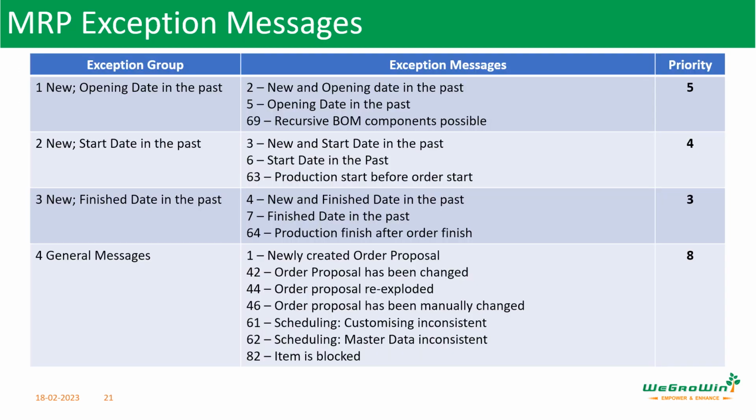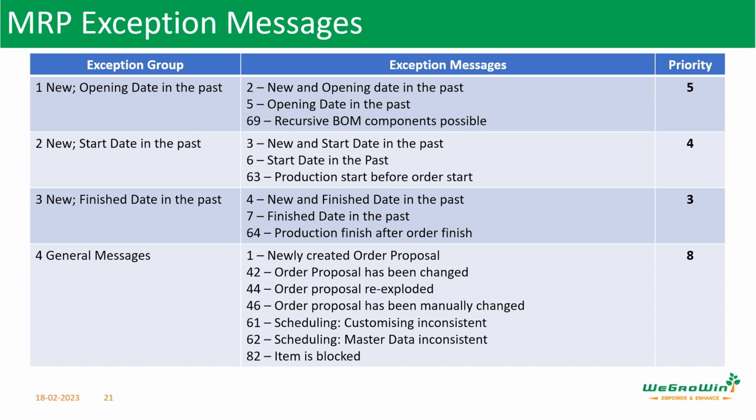Here we see the exception group number and description, and also the exception messages under each group, in the first column and second column. Here we see the first group, new opening date in the past, which means the opening date is in the past. So here, opening date in the past is 5, and 69 means recursive BOM components possible. Like this, exception messages are there. Please note that we can also change the exception message statements to make them critical to the user when they are using it. For example, for the past, it is an alert, so we can say the date is already passed, take action immediately.